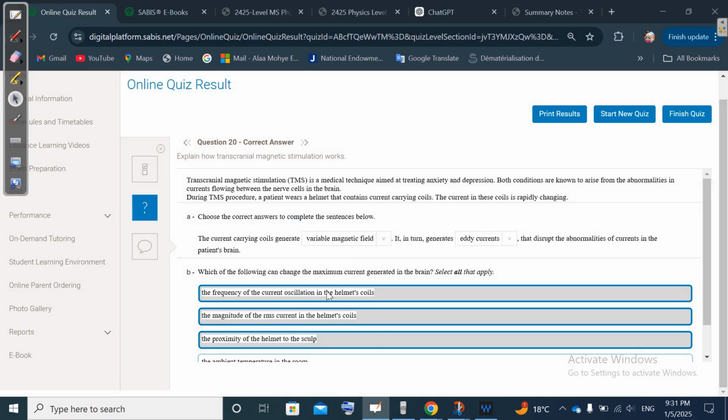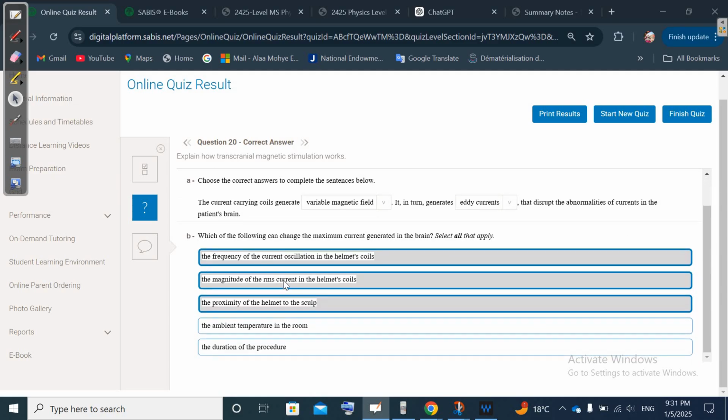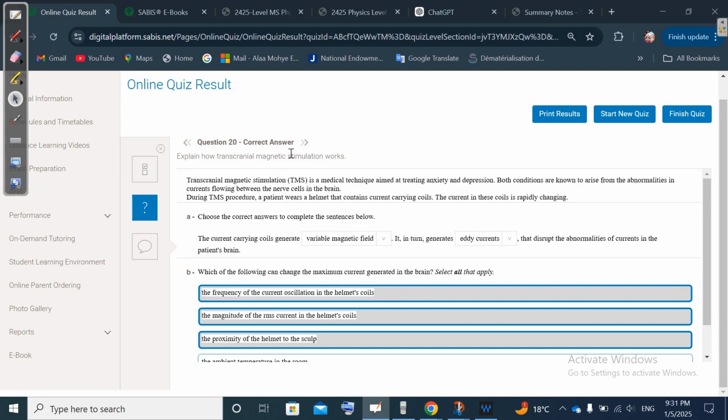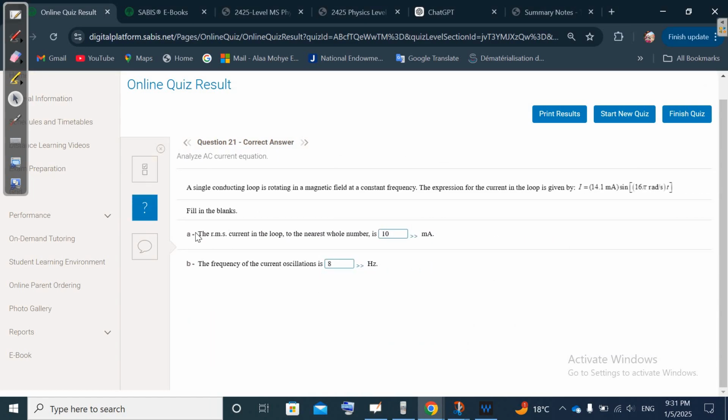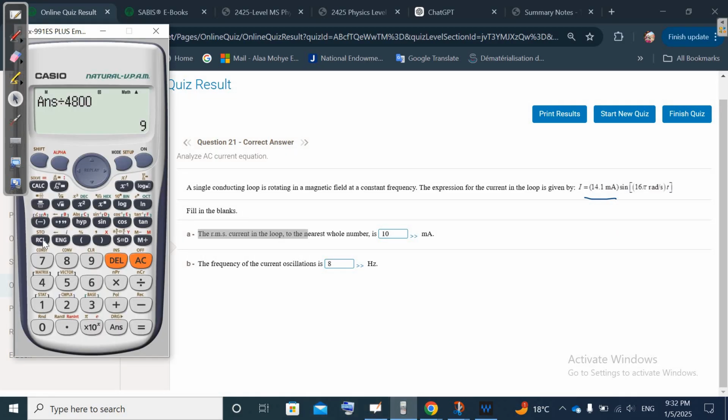I mean, this has been in many quizzes before, so I'm just going to quickly give you a moment to look at it. Moving on, here, the RMS of the current in the loop. Okay, so we know that this value is the maximum. So to find the RMS, I do the maximum divided by radical 2. So 14.1 divided by radical 2, you get approximately 10.